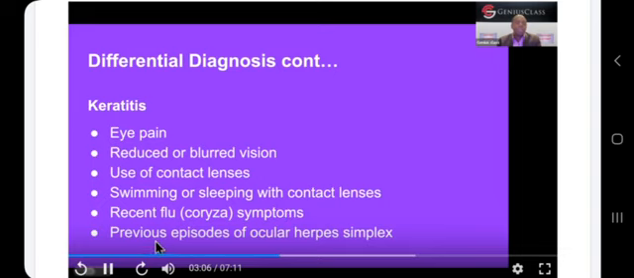Now, you also ask about a previous episode of ocular herpes simplex. Generally, herpes simplex keratitis tends to occur again, so a previous history is important, though it usually follows a flu-like illness, runny nose, sneezing, or cough, rather than use of contact lenses. Sleeping with the contact lenses suggests more of a bacterial cause.